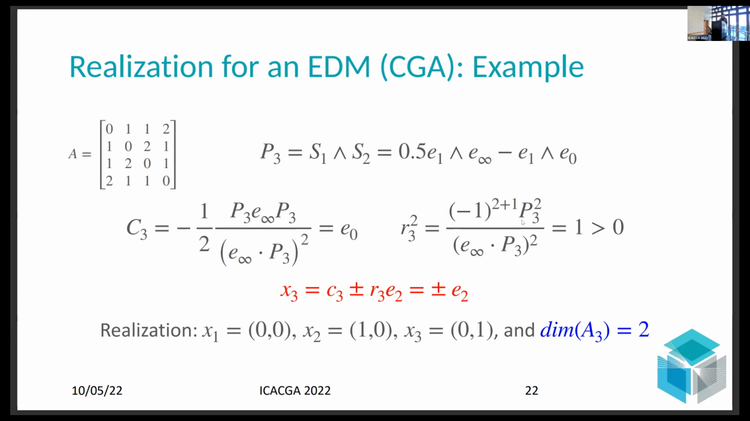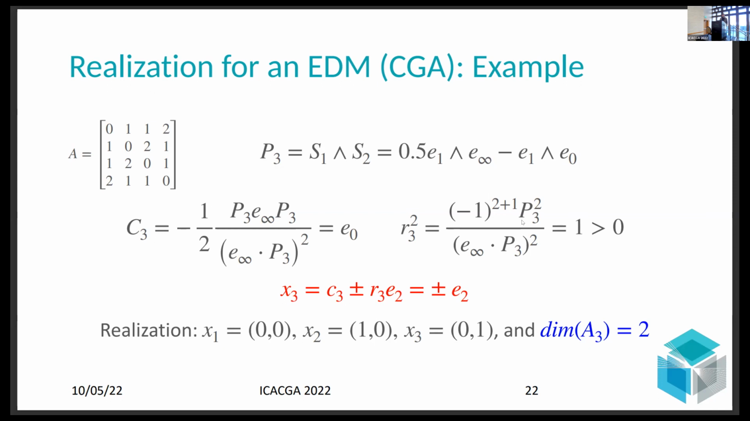The second coordinate of X3 is non-zero. So we just pick one. We have no means to decide which one is better. So I picked the positive one. So we have this partial solution in a two-dimensional space. This is a realization for the 3x3 submatrix.